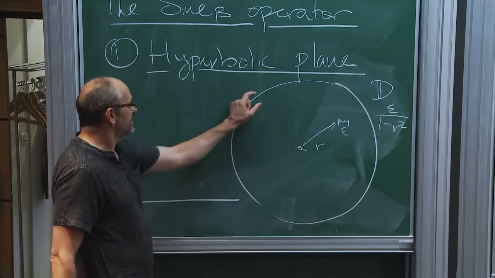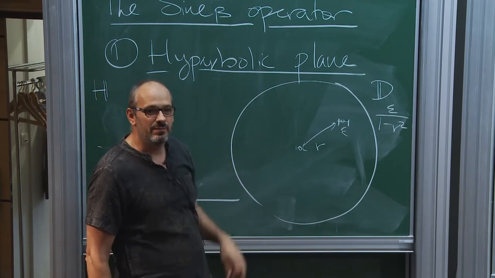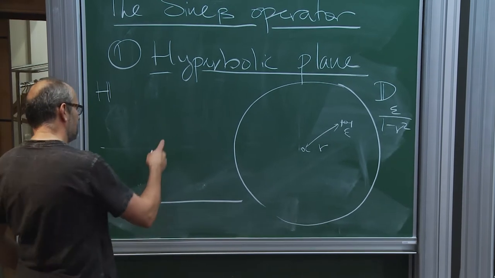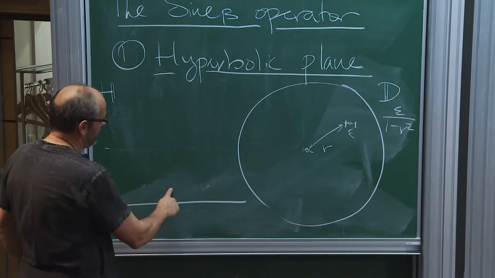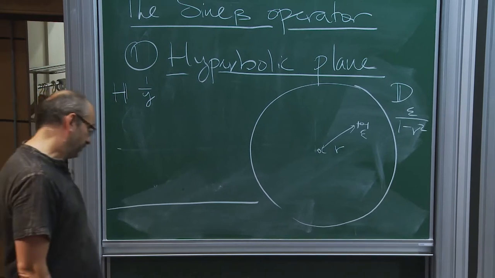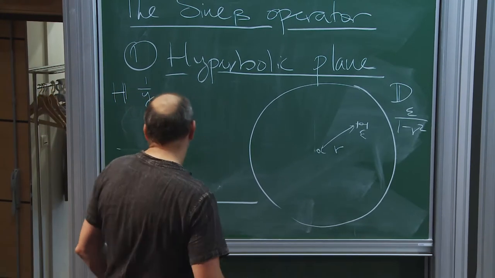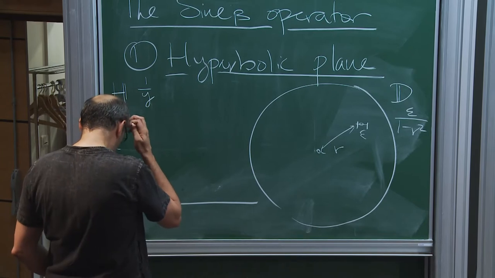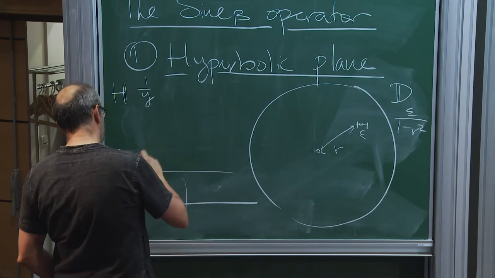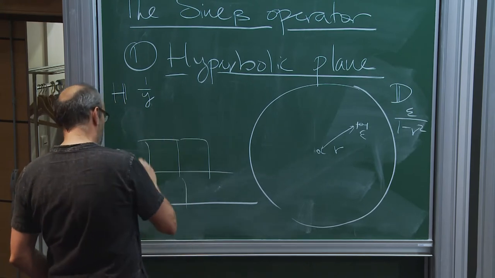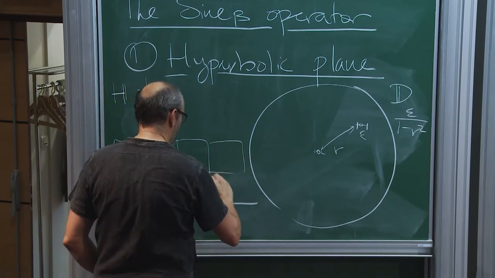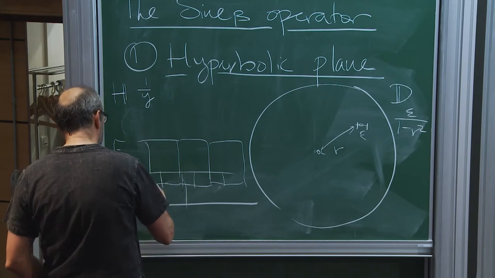So things that are short here are much longer as you get to the boundary. The same thing is true here: if the height is y, then the length element is 1 over y. As you get to the boundary, things get longer. The standard thing that you probably have seen is these Whitney squares, which is a nice way to think about the hyperbolic plane. You have squares here, then squares of half the size, and then a quarter of the size, and so on.